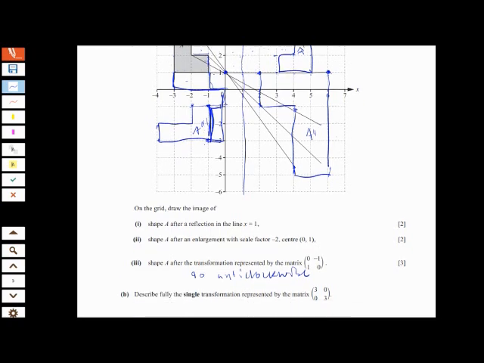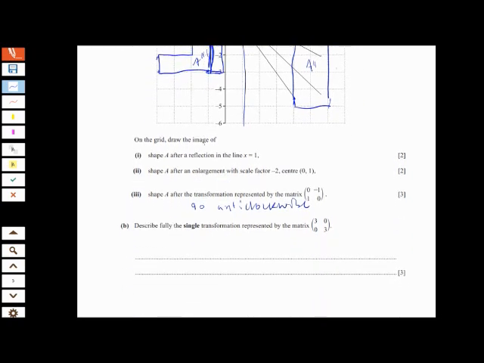Okay, now describe fully the single transformation represented by the matrix 3, 0, 0, 3. This is the enlargement format. So it's an enlargement, scale factor equals 3, and center equals 0, 0.